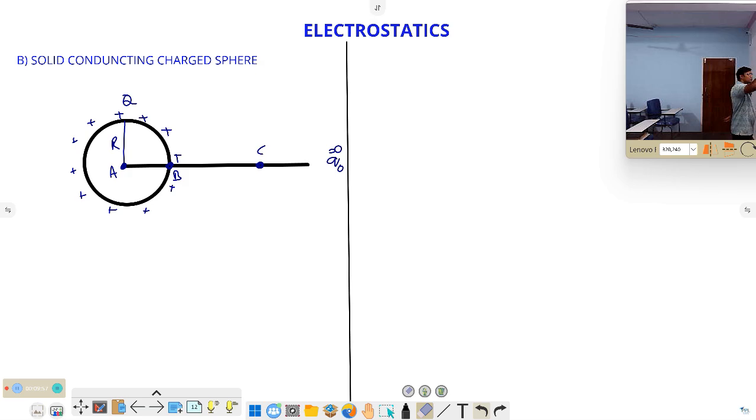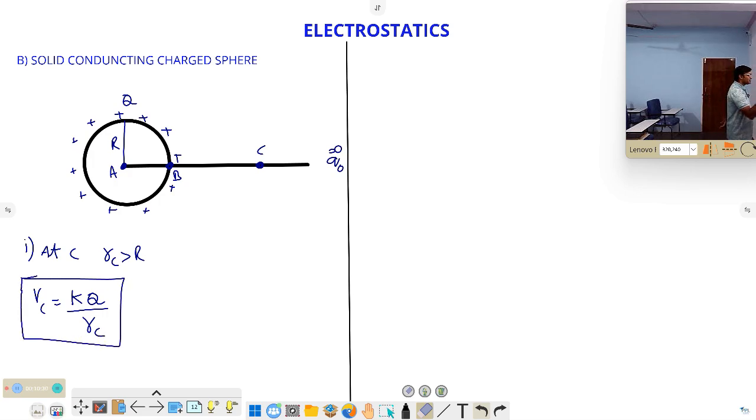Previously the charge was Q, now also Q, and the radius is the same, but the previous one was hollow and this one is solid. Still, you have to do the same work to bring the charge from infinity to the same point. So the first case is at point C, where R_C is greater than capital R. The potential at C is V_C = K Q / R_C, where K is 1 by 4 pi epsilon.